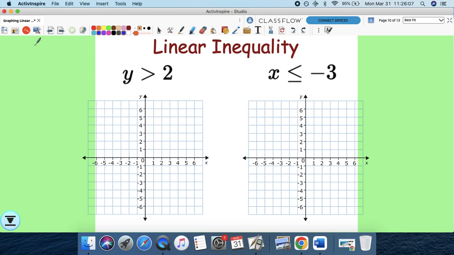Okay. We have two special cases here. Sometimes this shows up, especially when I'm doing systems. y is greater than 2. What does that mean? Well, first of all, this means that the slope is 0. It's a horizontal line where the y values are greater than 2.